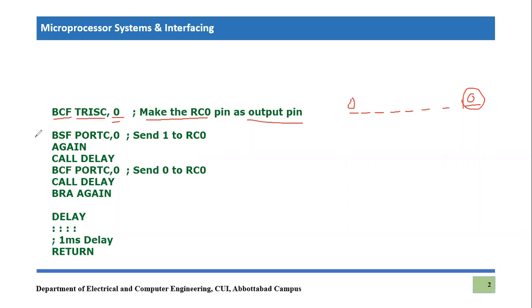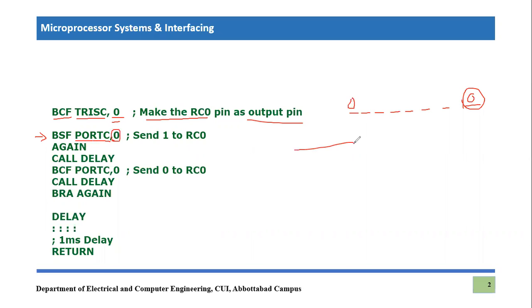Then we go to the next instruction, which is bit set file. As I told you in the last lecture and in this lecture as well, set means equal to 1. So with bit set file, we are making one bit of the file register equal to 1. And what file register? Port C. Port C is an available port, and we are considering here its 0th pin, which is our output pin.